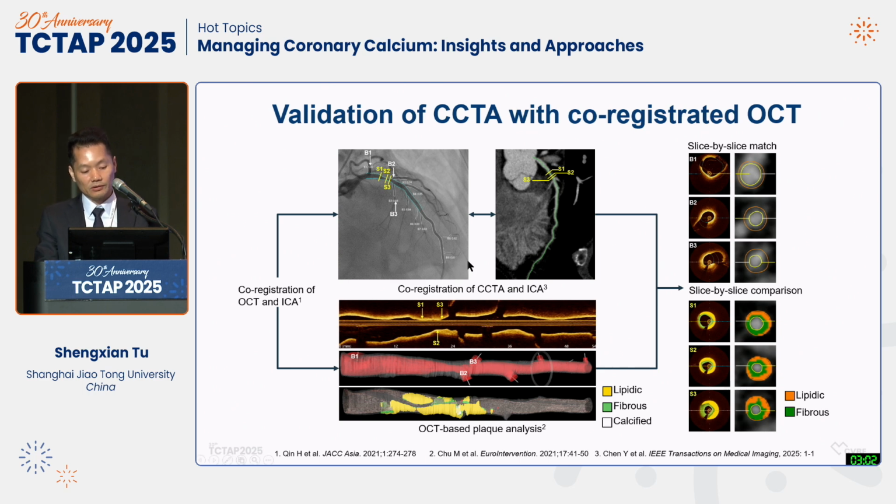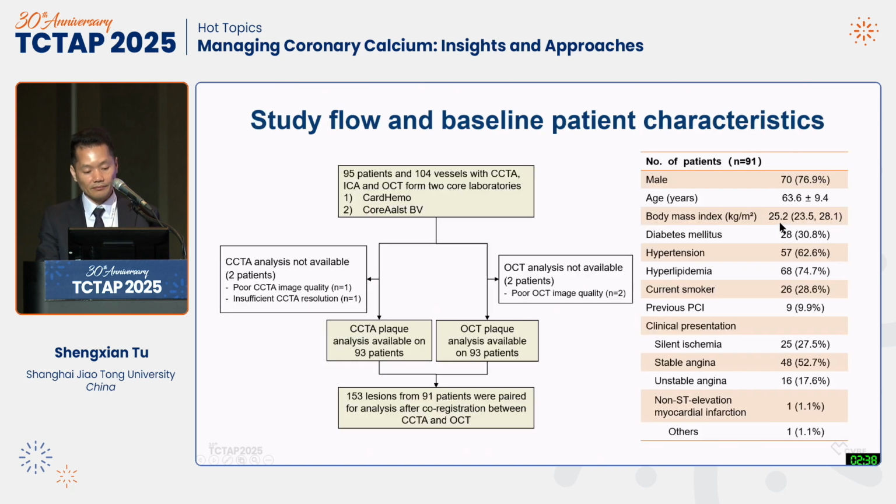So we developed 2 approaches. One is the automatic matching of the CT with the angiogram, and the other one is automatic matching of the OCT with the angiogram, because all the side branches are available in these modalities. So using the side branches, you can match these imaging modalities. And then we can compare slide by slide on the histology or virtual histology between these 2 modalities.